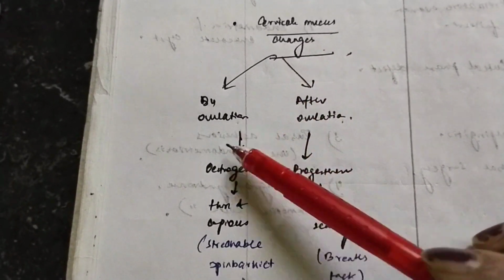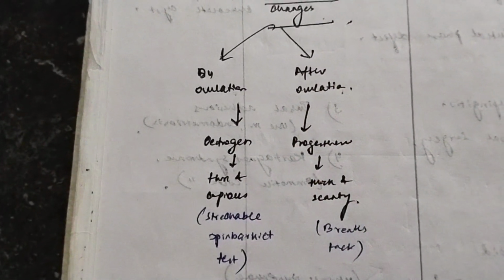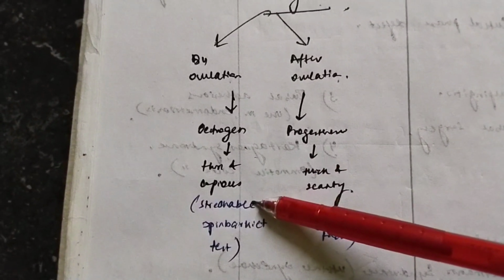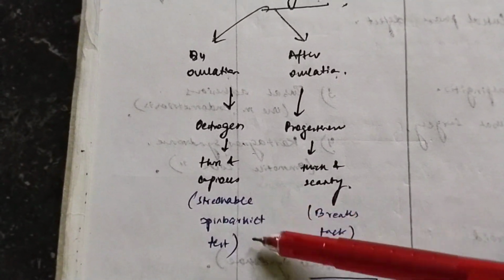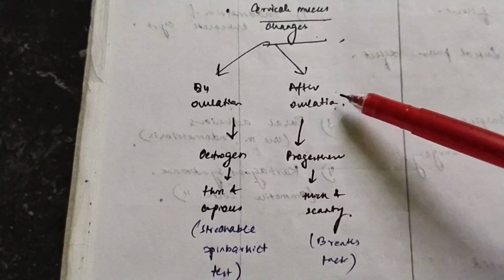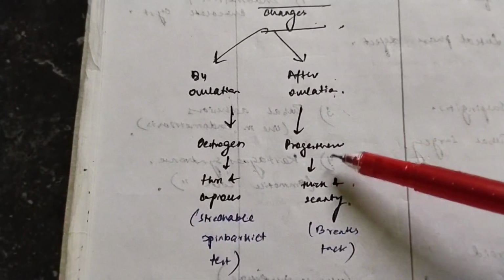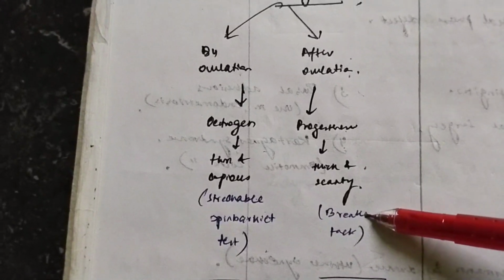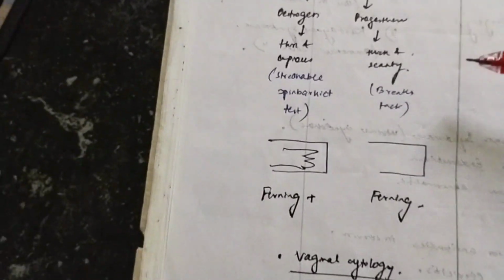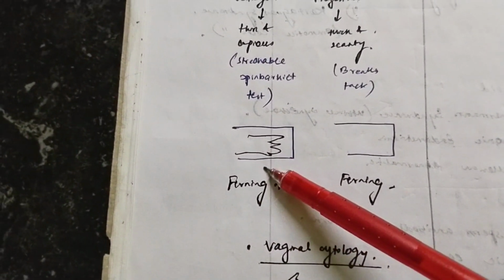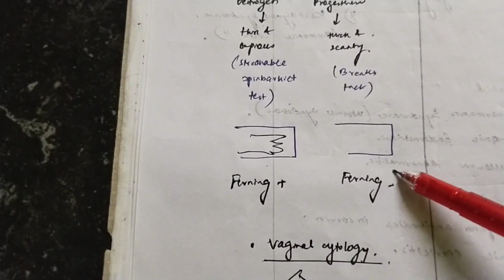The cervical changes before ovulation are due to estrogen. You will see that the cervical discharge becomes thin and copious, and that can be elicited by the stretchable Spinnbarkeit test. After ovulation, you will see that the vaginal discharge has become thick and scanty, and that occurs due to progesterone, and this is called the fern test. So this is the stretchable Spinnbarkeit test, and this is the fern test.